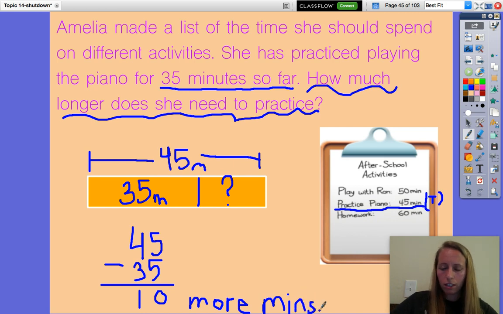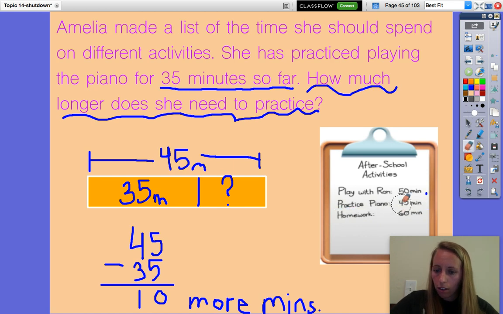Now, I do want to look at this problem again. We did solve it, but I want to just look at the after-school activities. Another question could be, how much time is she going to spend on all of her after-school activities? So in that case, I'm going to switch to red. We could just add up, right? Because if we're asking for a total, we could add up all of these times, right? So I'm going to erase this. And then I'm just going to use this to help me add them up.